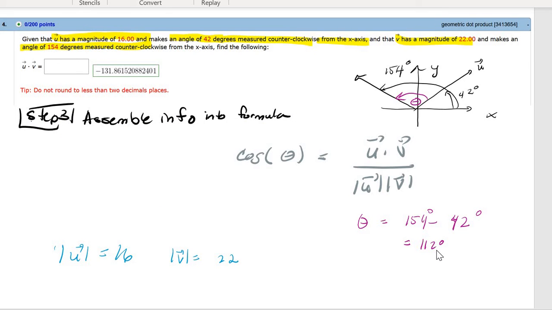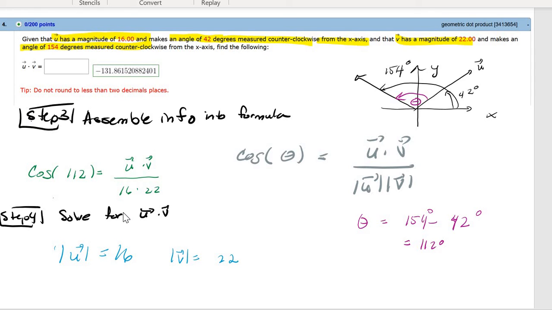Now that I have all the information scraped out, I will assemble them into the formula. I still don't have u dot v. Well, it's u dot v I'm looking for, but I have everything else. And so I just put it on a calculator, and I solve for u dot v. U dot v is cosine of 112 times 16 times 22.